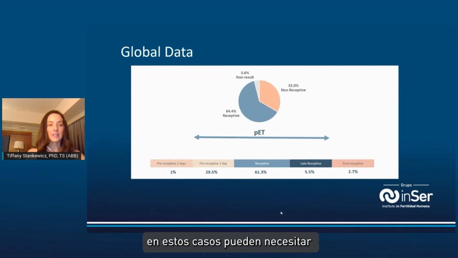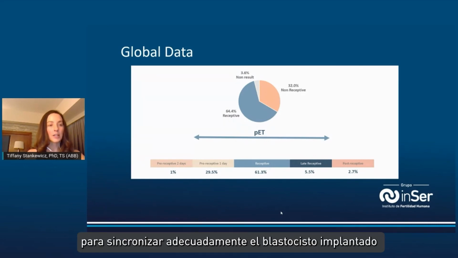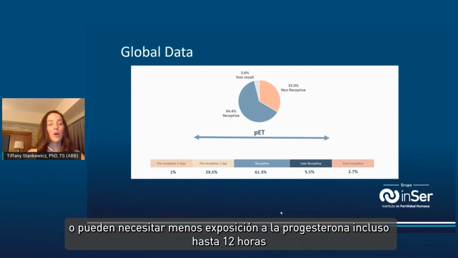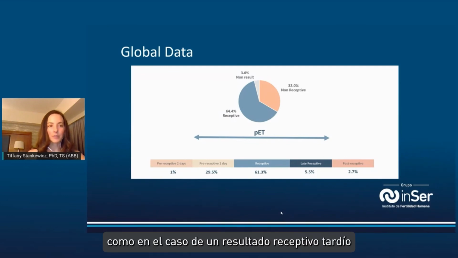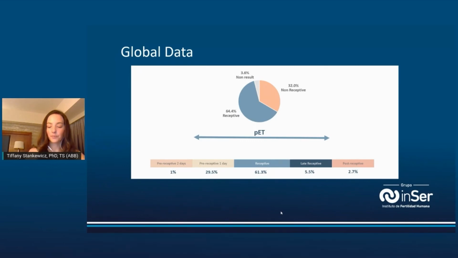So in these cases, they may need 24 hours more progesterone exposure prior to transfer in order to properly synchronize the implanting blastocyst with a receptive endometrium, or they may need less progesterone exposure, even down to 12 hours, as in the case of a late receptive result, which, interestingly enough, we have previously associated with a risk for biochemical pregnancy.